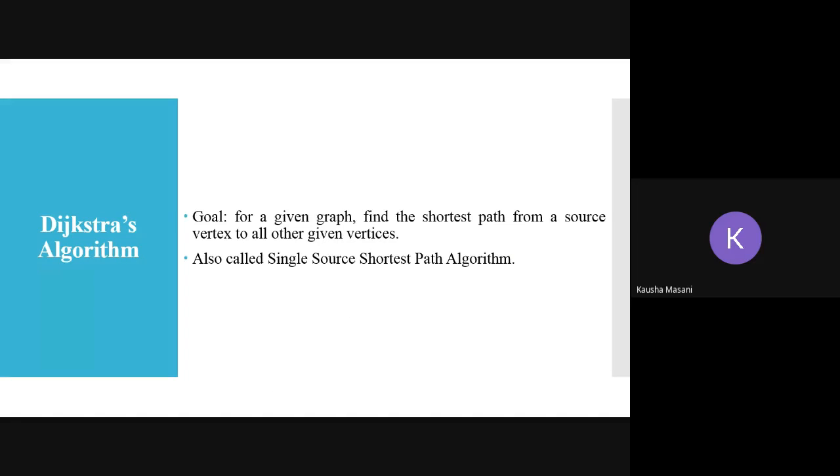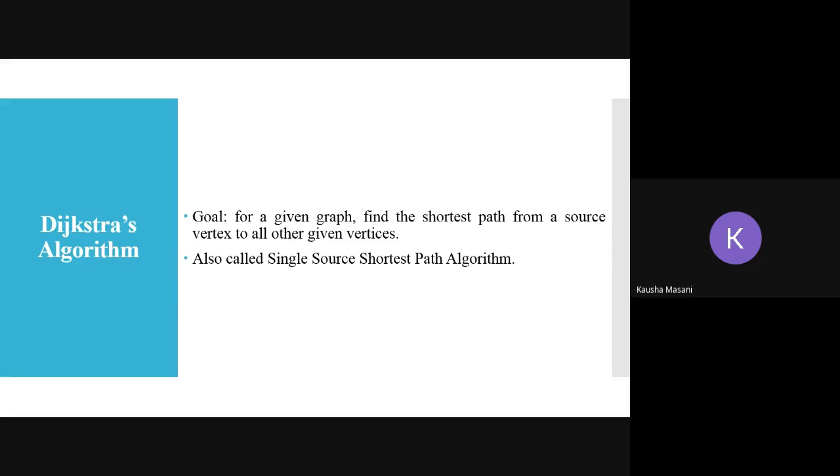The goal of Dijkstra's algorithm is that it wants to find a shortest path from a source to all the other vertices. It doesn't say that it wants to find the shortest path from a fixed source only. Source can be any, and the remaining vertices are the other vertices for which the shortest path is to be found out. That's why it is also known as single source shortest path.